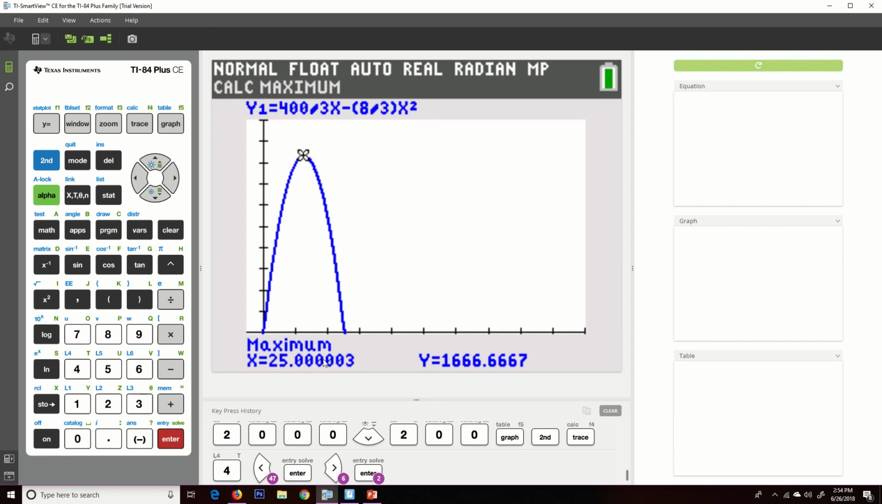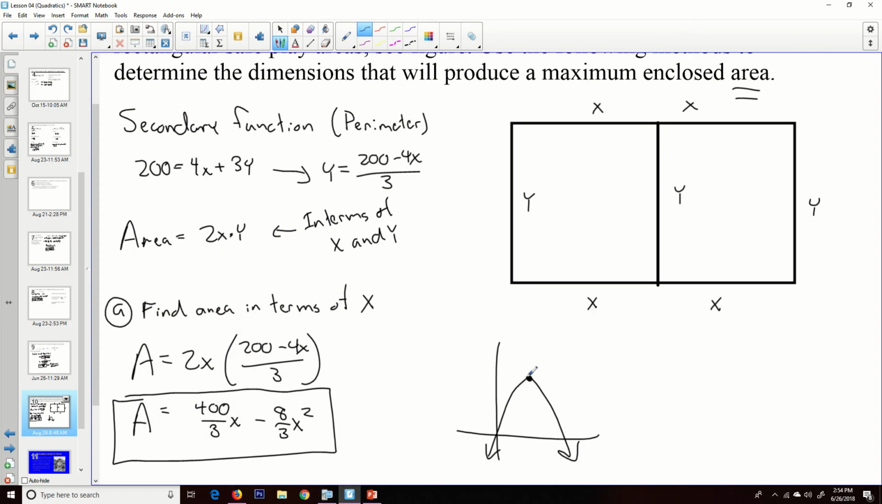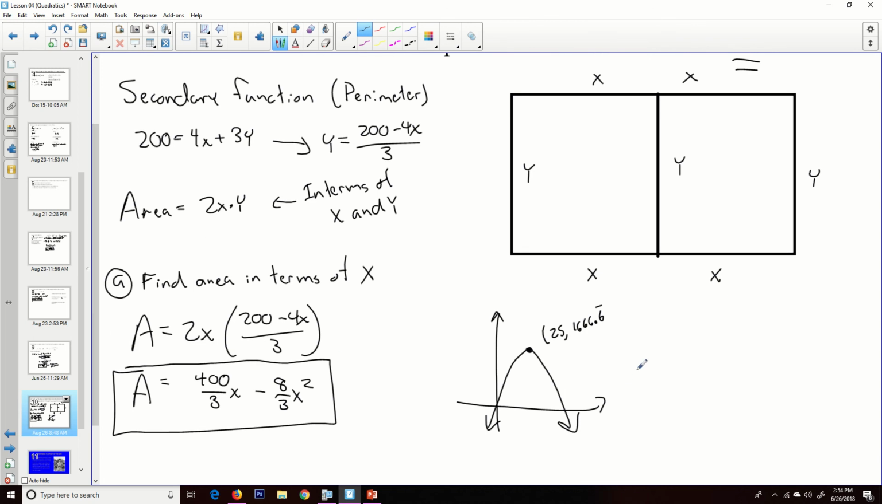So it looks to me that our maximum value, we've got an x value at 25 and then 1,666 and 6 repeating. So this point right here is 25 and then 1,666.6 repeating. That's what we have. And so we need to talk about how to label these two axes. This axis here is the x values. So it's this length right here. This quote unquote y is now, look, we have over here, it's area.